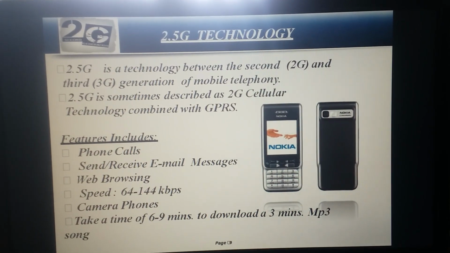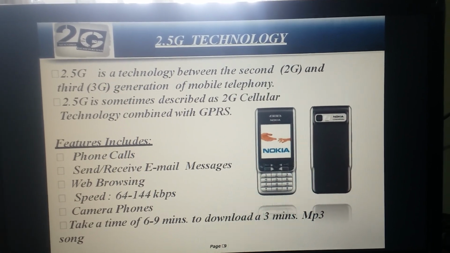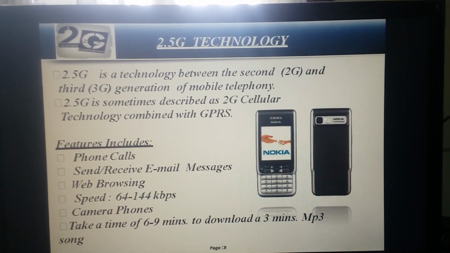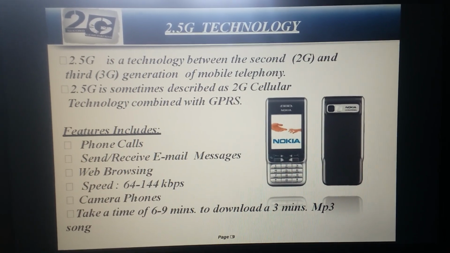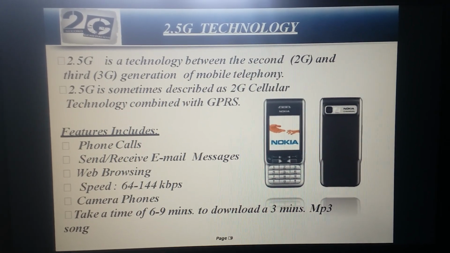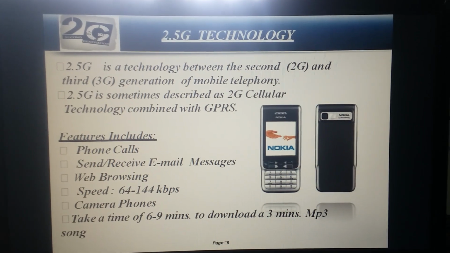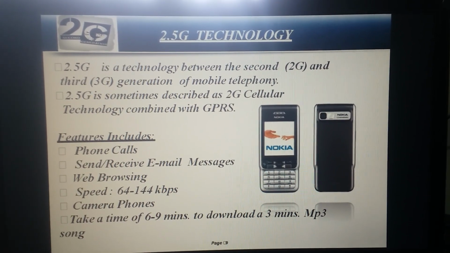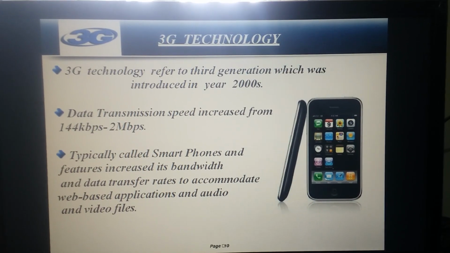And next comes 2.5G. 2.5G is a technology between the second generation and third generation of mobile telephony. 2.5G is sometimes described as 2G cellular technology combined with GPRS. So, we have features like phone calls, receiving email messages, web browsing. The speed of 2.5G is 64 to 144 kbps. We are also able to use cameras and take photos, and it takes 6 to 9 minutes to download a 3-minute MP3 file.